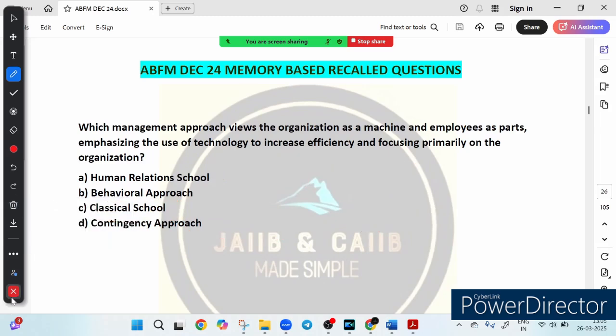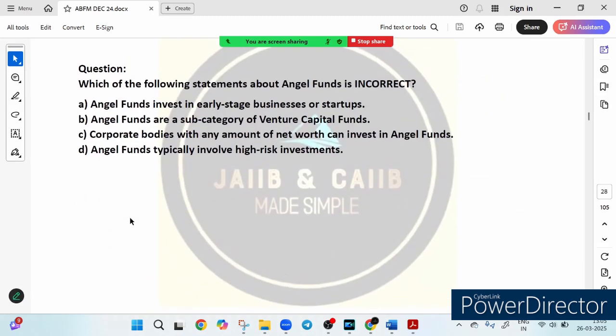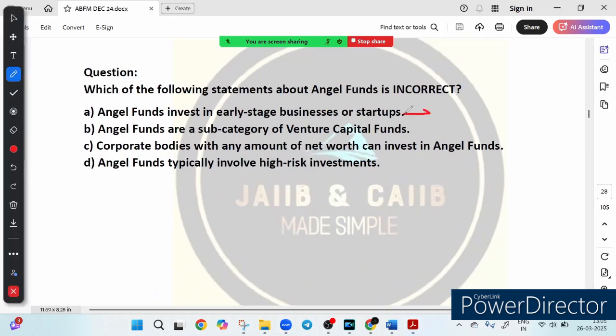Now let's see the next question. The next question we have is, which of the following statements about angel funds is incorrect, right? So some options are given. Option A, that angel funds invest in early stage business or startups. Let me zoom a little bit. What do you think? Is it correct? Do they invest in early stage business or startups?